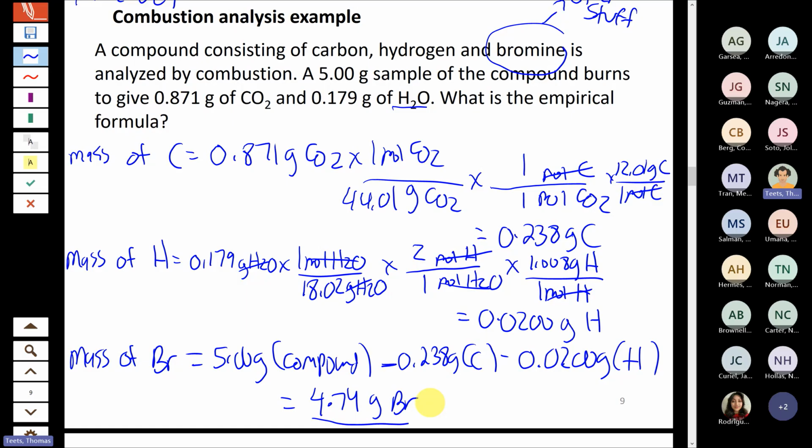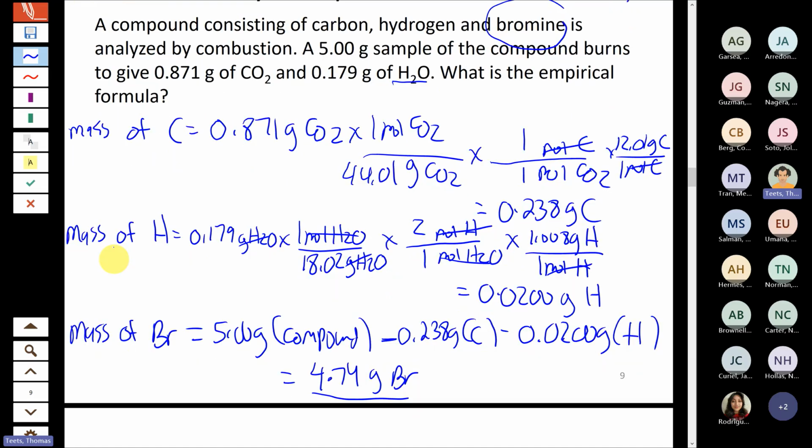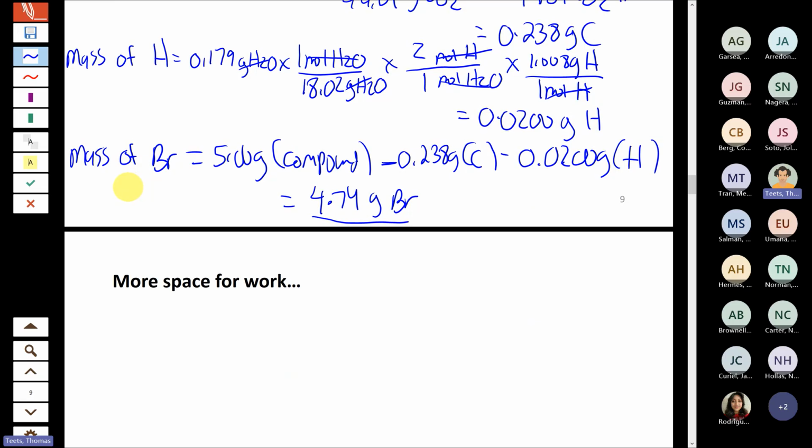So that was a bit of effort, but we got to the point now where we have the masses of all 3 elements. We have 0.238 grams of carbon, 0.02 grams of hydrogen, 4.74 grams of bromine, and now we're off to the races to do the same set of steps we did before to find the empirical formula, which is to take the masses of each element, convert them into moles, and then find the ratio. So for combustion analysis, it's just additional steps that are needed to find the individual masses of each element. Once you have them, then it's going to be the same steps to get the empirical formula.